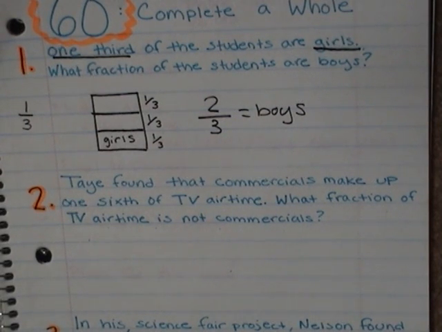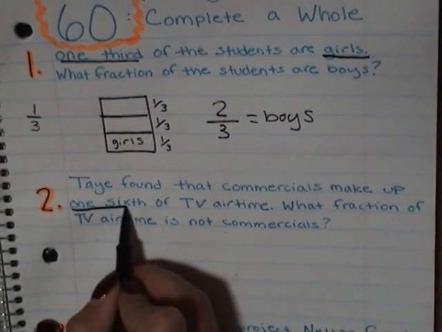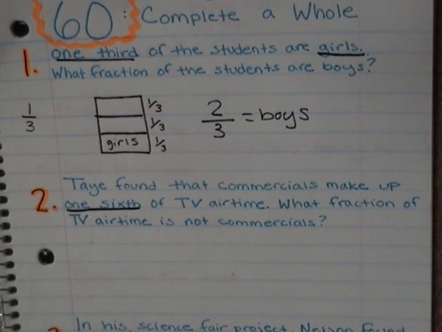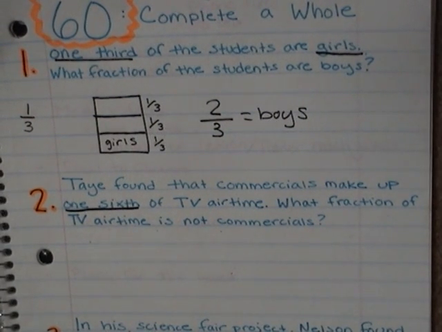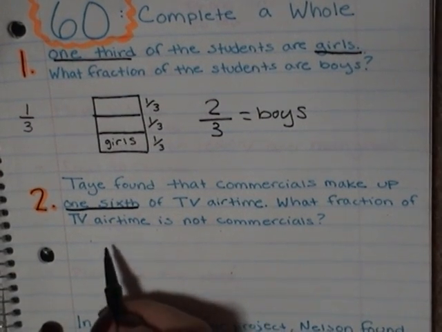Alright, example number 2. Tay found that commercials make up 1/6, I'm going to go ahead and underline that, 1/6 of TV airtime. What fraction of TV airtime is not commercials? So, you can go ahead and pause it and try it yourself. And then you can hit play and see if you did it correctly. So what I would do first, just like we did the problem before, I'm going to draw a diagram. So I'm going to draw another rectangle.